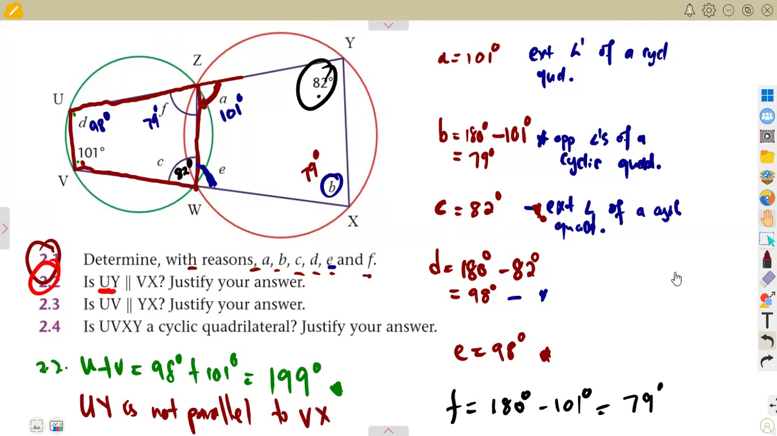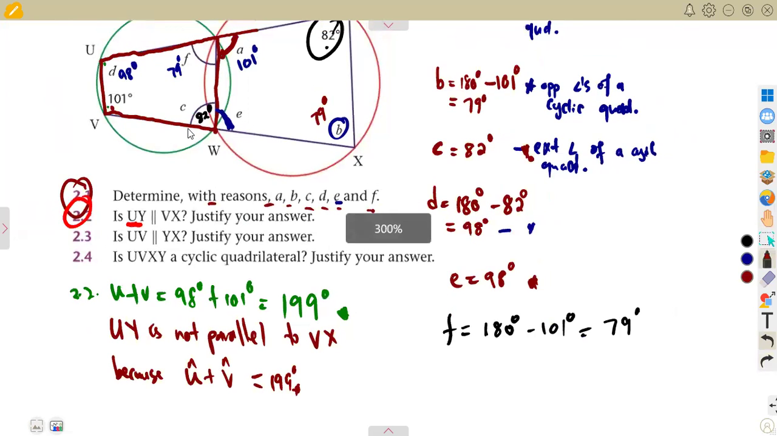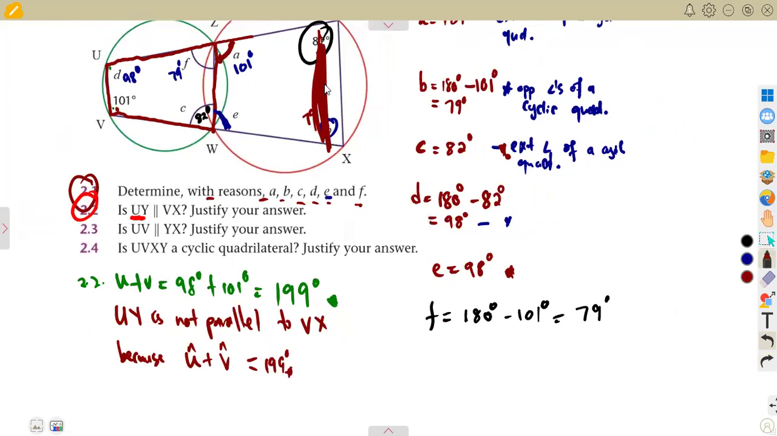It is not parallel to VX because if you add angle U plus angle V, the ones that we used in this case, it is equal to 199 degrees. It's not equal to 180. It must be equal to 180 from the concept of co-interior angles. The same thing with this one. So you can also prove with X and Y: if you add them, they are not going to give you 180, those two angles, all right?